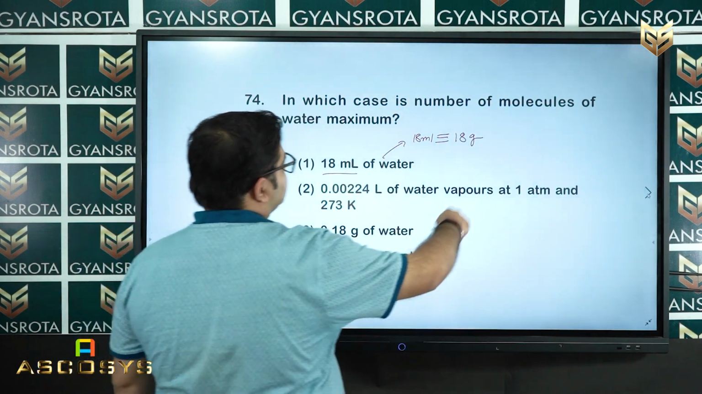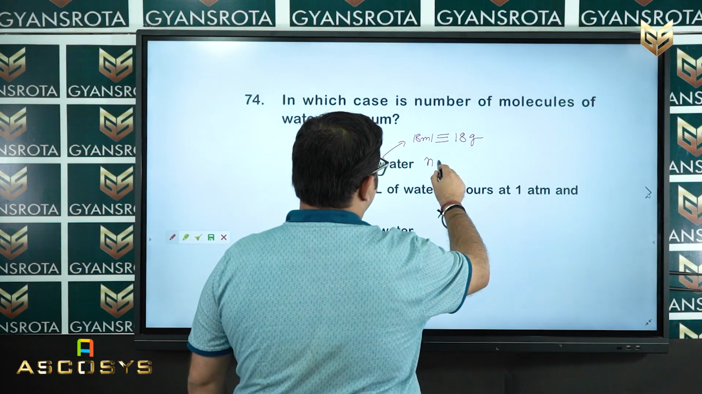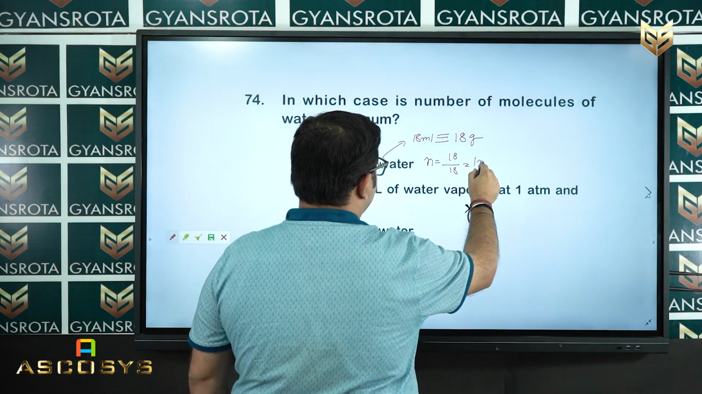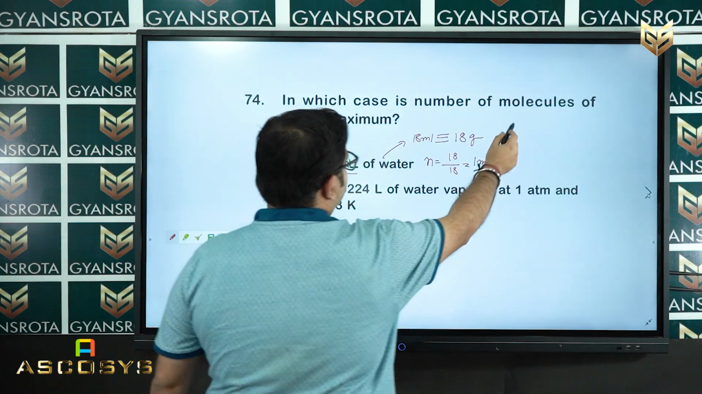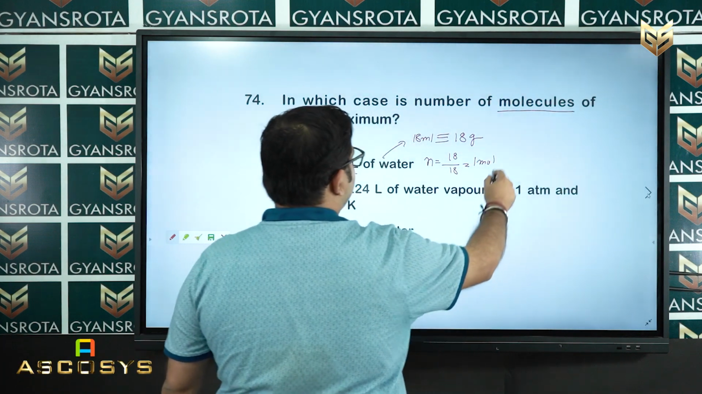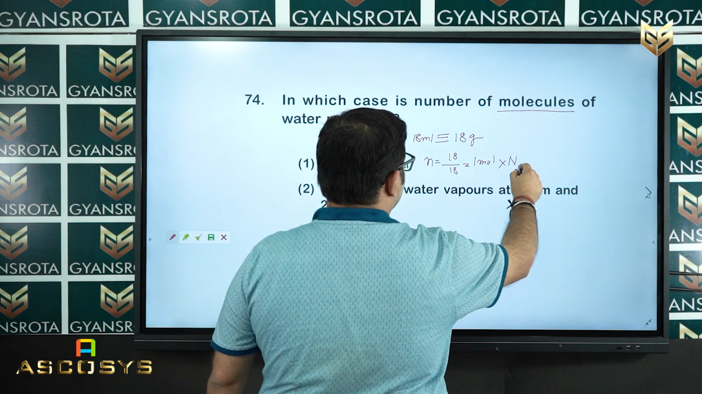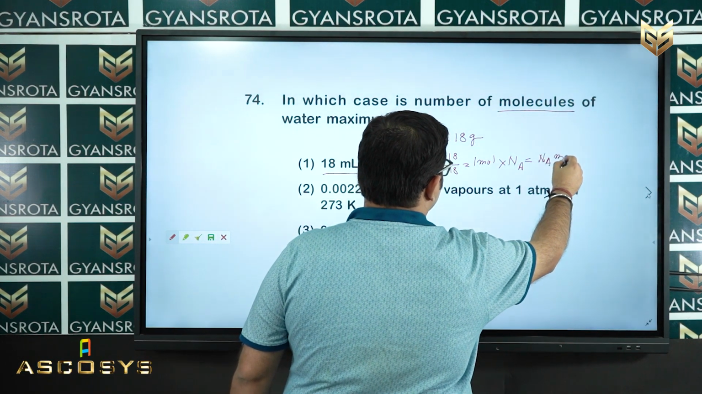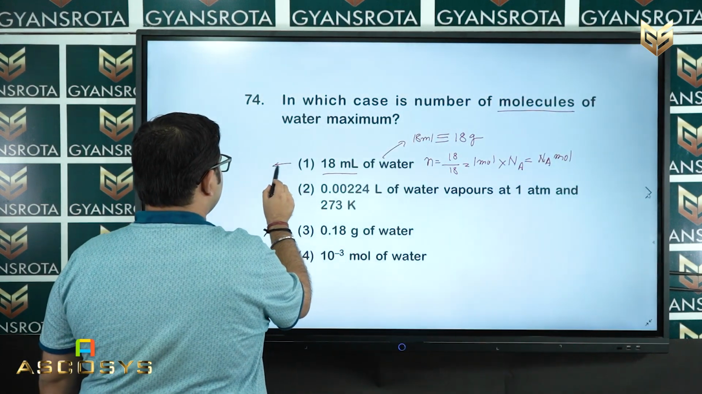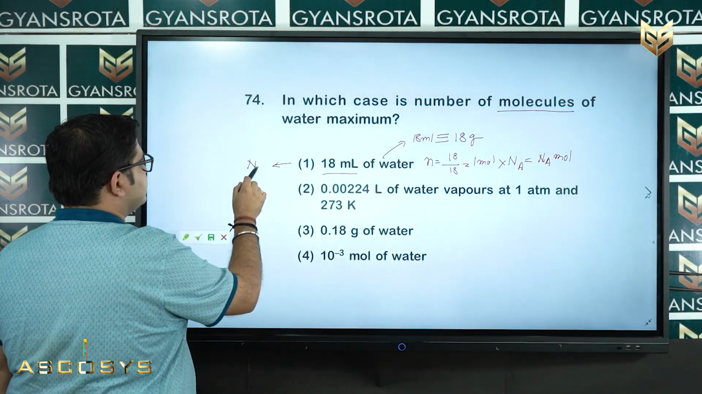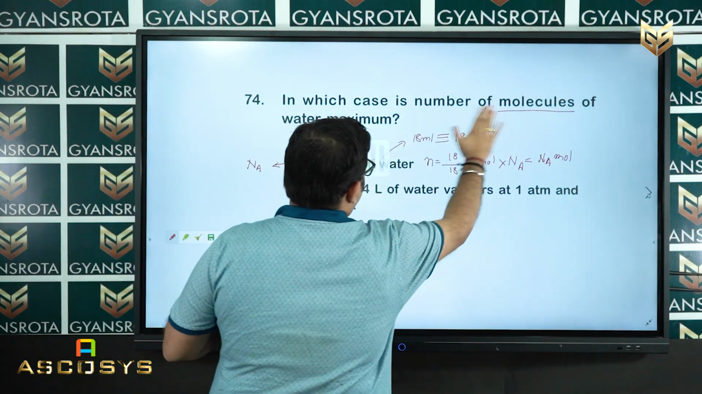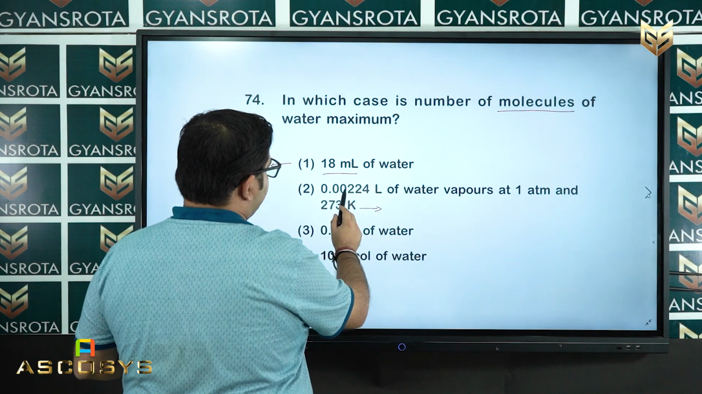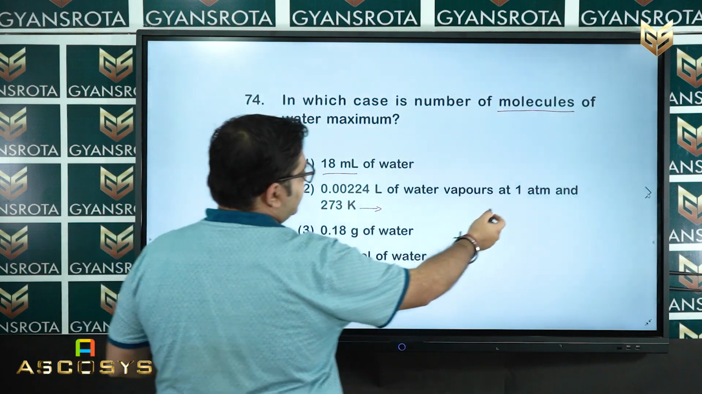Now, how should I convert it into mole? Mole is equal to given weight divided by molecular weight, meaning 1 mole, and now they asked about the molecules, so we have to multiply with Na. So what we get? We are getting Na number of molecules. So for the first option it is coming as Na. Okay, so for option number 2, if you see, it is 0.00224 liter at 1 atmosphere.